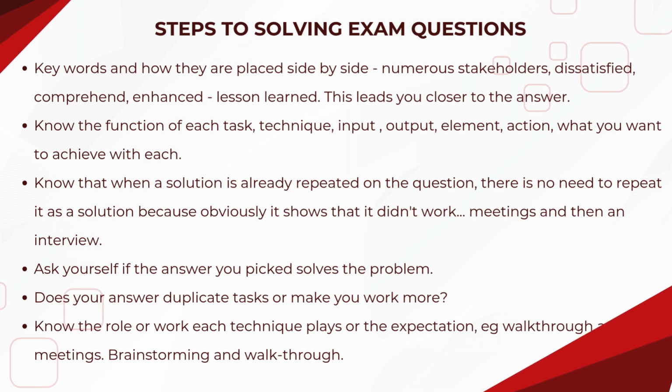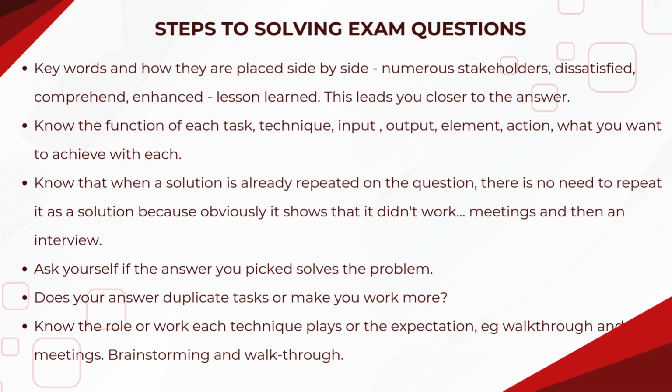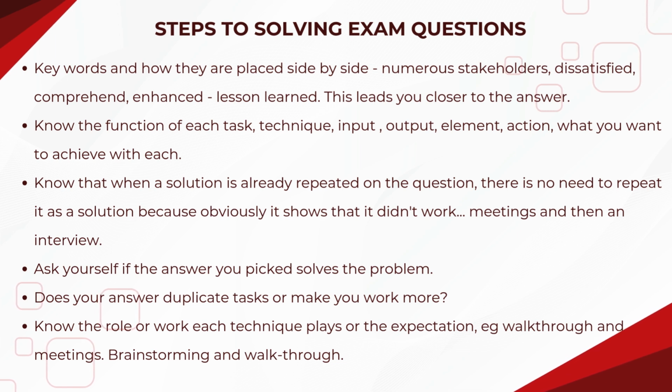Your mind should start going to, okay, I think maybe what they are expecting, the next thing I should be seeing, should be a list, something that has to do with listing, and how am I going to collect requirements from these numerous stakeholders? Could it be a survey and all whatnot? Or when you are seeing that your stakeholders are dissatisfied, what is the next thing you should do? Or when you're seeing comprehend or enhance, lessons learned and all whatnot, this leads you closer to the answer. Then know the functions of each task, technique, input, output, element, action, what you want to achieve with each.